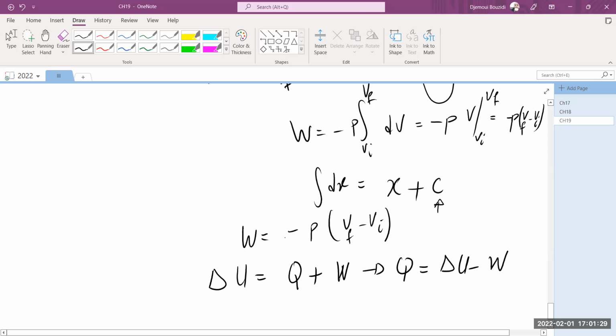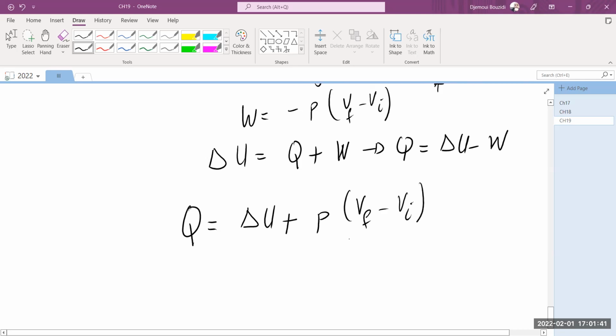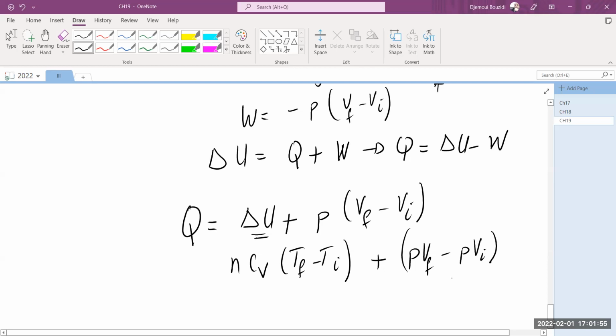The W has a minus in it, so the minus times minus is going to be positive. So Q in this case is going to be delta U minus times minus P times VF minus VI. Whereas this quantity is equal to nCV times TF minus TI plus P times VF minus P times VI. I wrote it this way for a purpose. I already took that P and basically distributed it among this difference. So this is how much heat is added to the system in here, because there is something that I'm going to pull out of this thing in here.